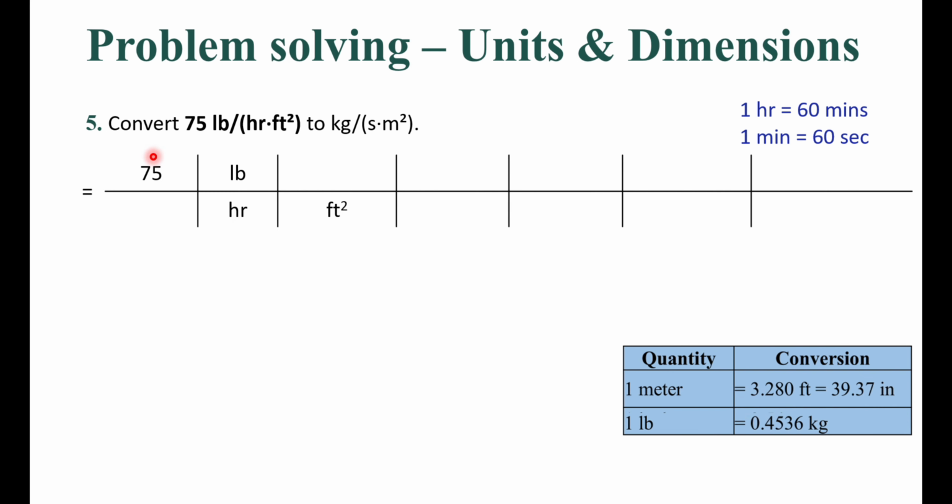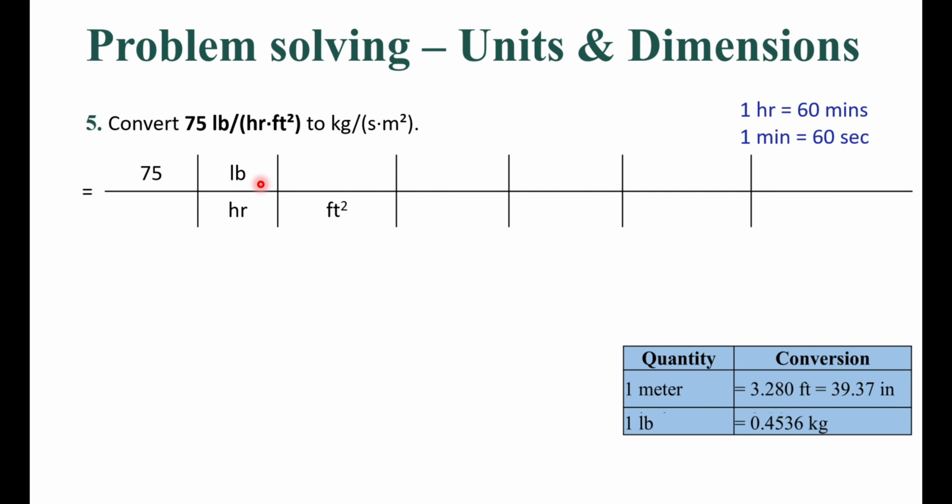Now we move on to the next step, that is drawing the table. The numerical is filled in the first column. Then the lb, that is pound, in the numerator, and the hour in the denominator. And there are 2 units in the denominator, so I am using the next column also, hour and feet square in the next column.